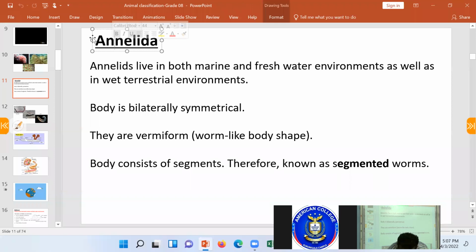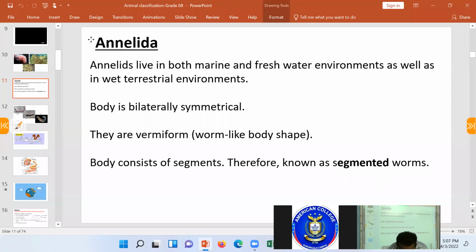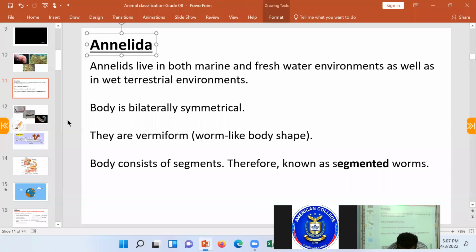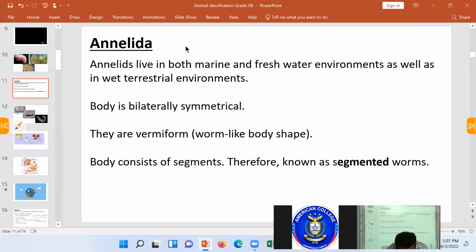Okay, sir. Oh, wait a bit. Before writing, you have to leave one page to cut and paste the diagram of Cnidarians. Leave one page, and write annelids.